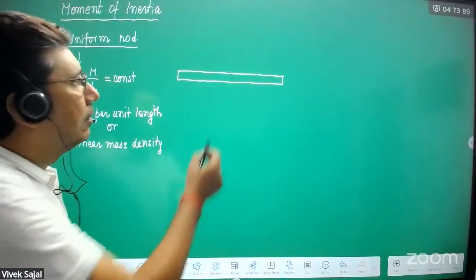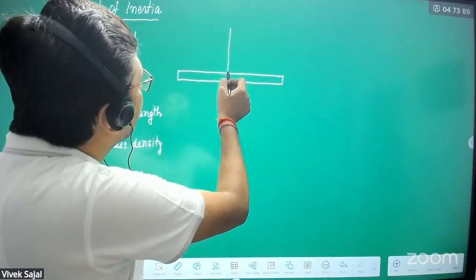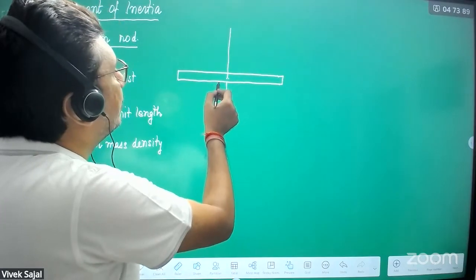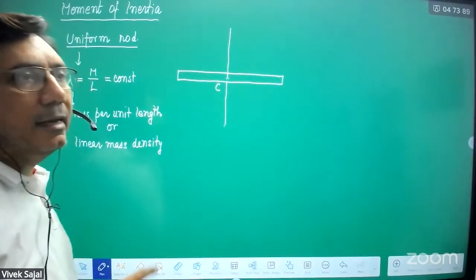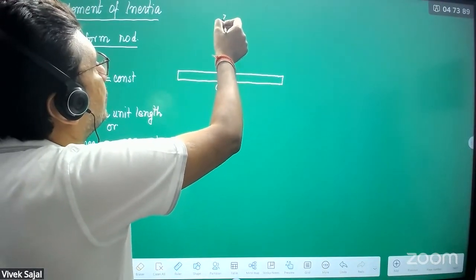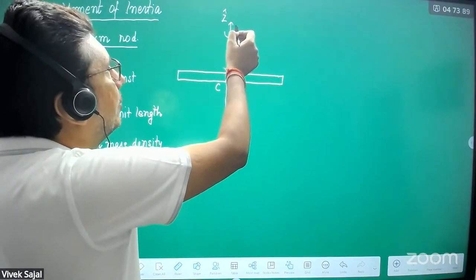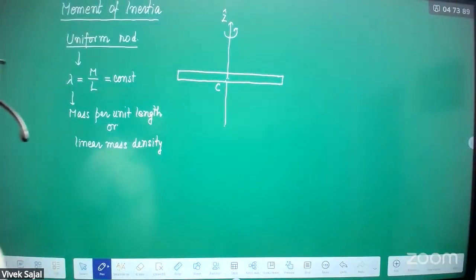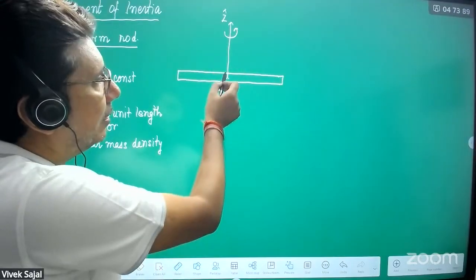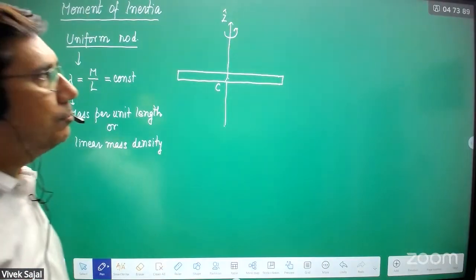Length is L. Now I want to rotate this about an axis that is passing through its center. I'm starting with a simple problem. This is the center of the rod, and a Z axis is passing through the center C of this rod, and the rod is rotating about this. Then what will be the moment of inertia about this axis that is passing through its center and perpendicular to its length?